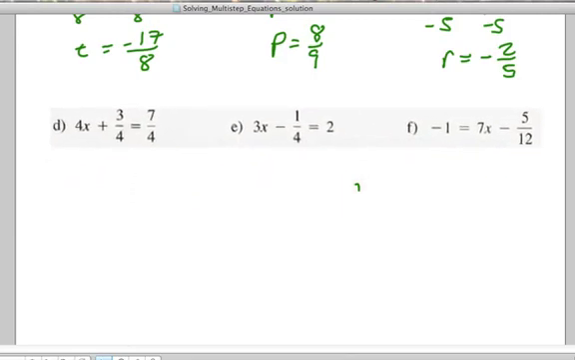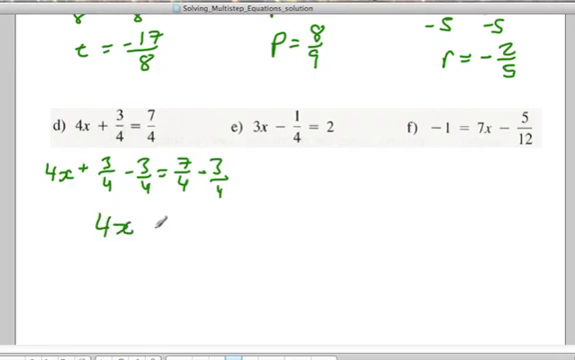Now, for D, we're going to need to get rid of the plus 3/4 from both sides of the equation. So we're going to subtract 3/4 from both sides. So 4x plus 3 over 4 subtract 3 over 4 is equal to 7 over 4 subtract 3 over 4. We end up with 4x is equal to 4 over 4, which is 1.